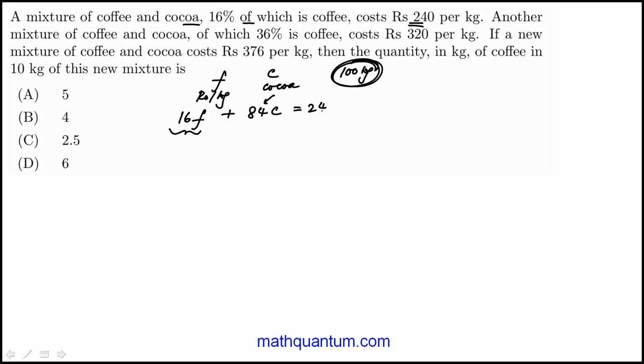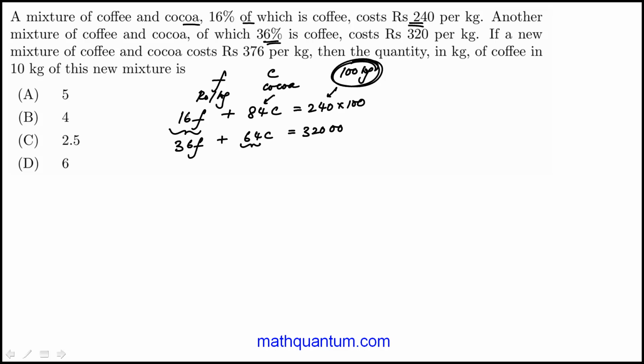And that's equal to 240 times 100, because that's the price per kilogram. I'm just doing this so that I don't have to deal with decimals here. And I'll do the same thing for the second equation, which becomes 36F plus 64C, 100 minus 36, that's 64. And that's equal to 320 times 100.